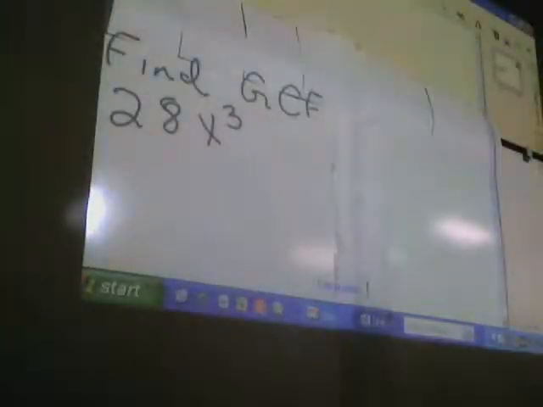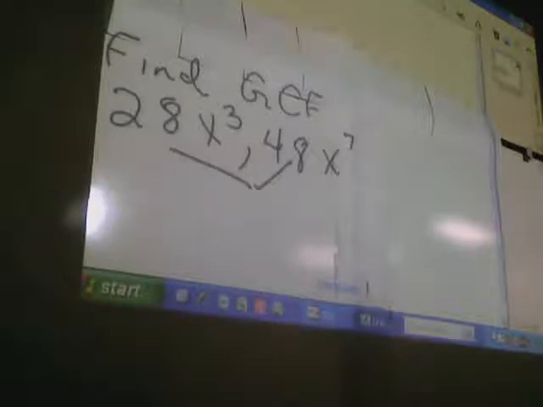28x to the third power. Chapter 5 test, page 469. Okay, we're finding the greatest common factor of 28x to the third power and 48x to the seventh power. Okay, the 28 and 48. What we want to do is find the greatest common factor of those two numbers.